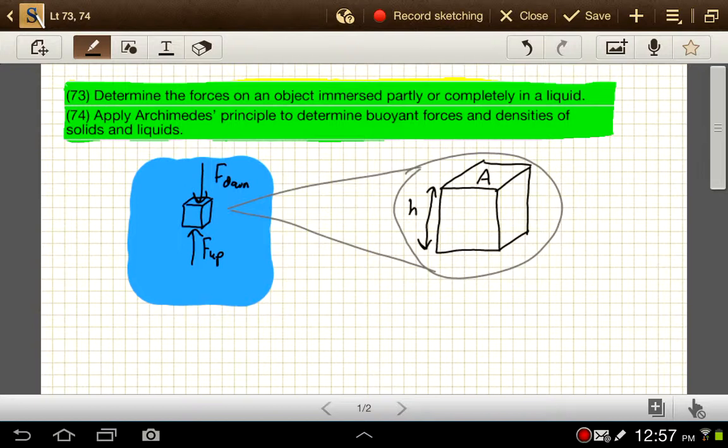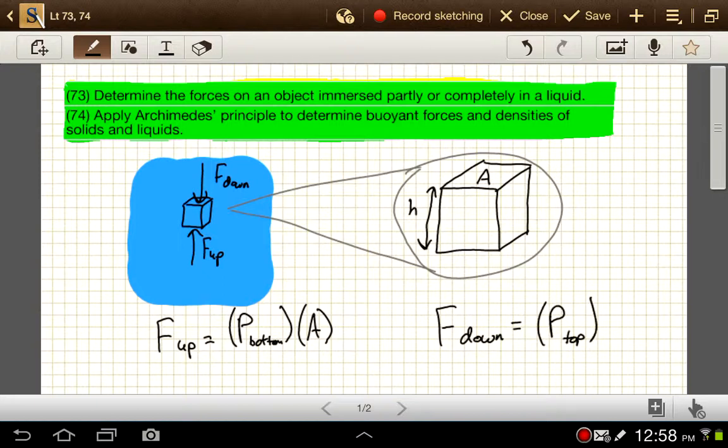So force up we can write as the pressure, and we'll call that at the bottom face, times the area. So pressure times area gives us force. And then force down is going to be equal to the pressure at the top face times the area.